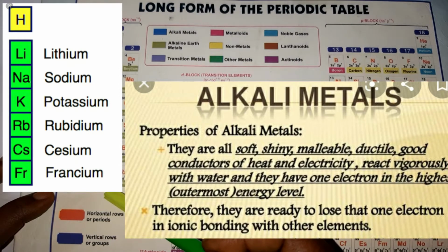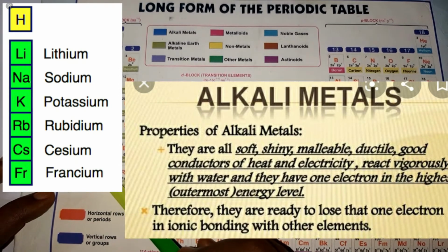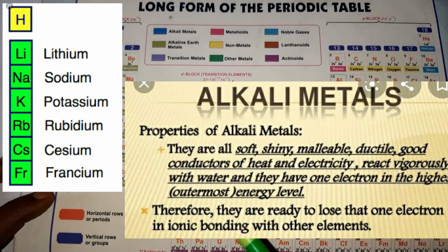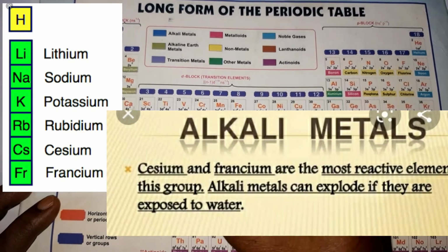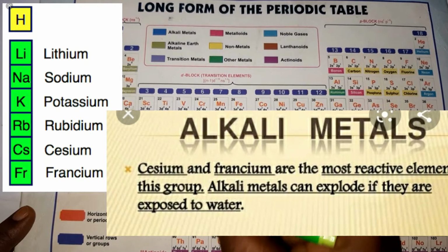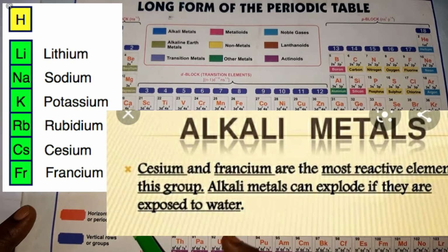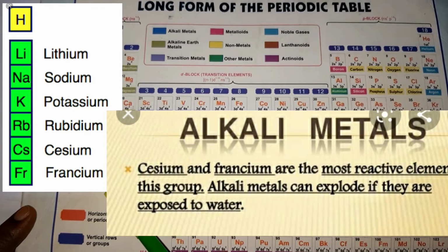And they have 1 electron in the outermost shell. Therefore, they are ready to lose that 1 electron in ionic bonding with other elements. Among these elements, cesium and francium are the most reactive elements, children, in this group. These elements will explode when they are exposed to water.